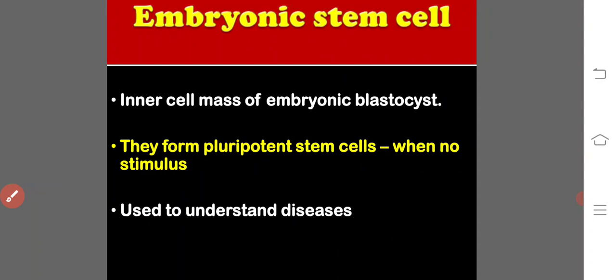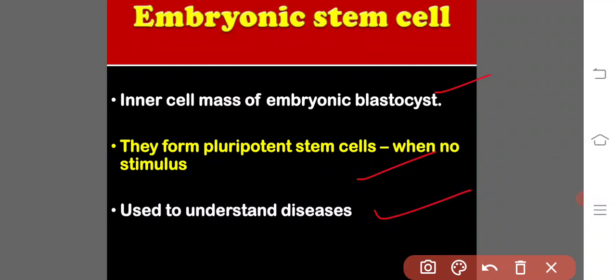Coming to the embryonic stem cells, these are the inner cell mass of the embryonic blastocyst. This can produce and differentiate into all types of cells of the body. When there is no stimulus, the cells divide, grow in number, and form pluripotent stem cells. These embryonic stem cells are useful for understanding different kinds of diseases.